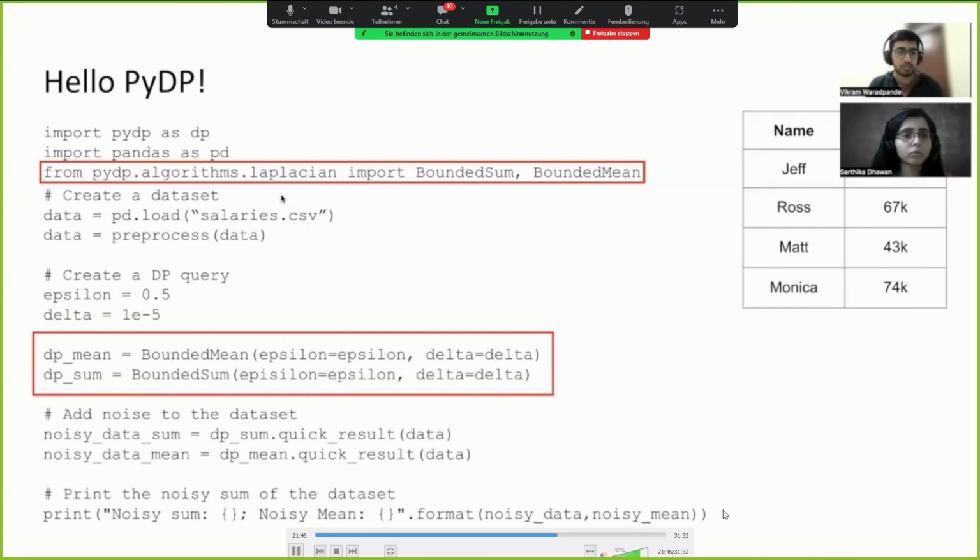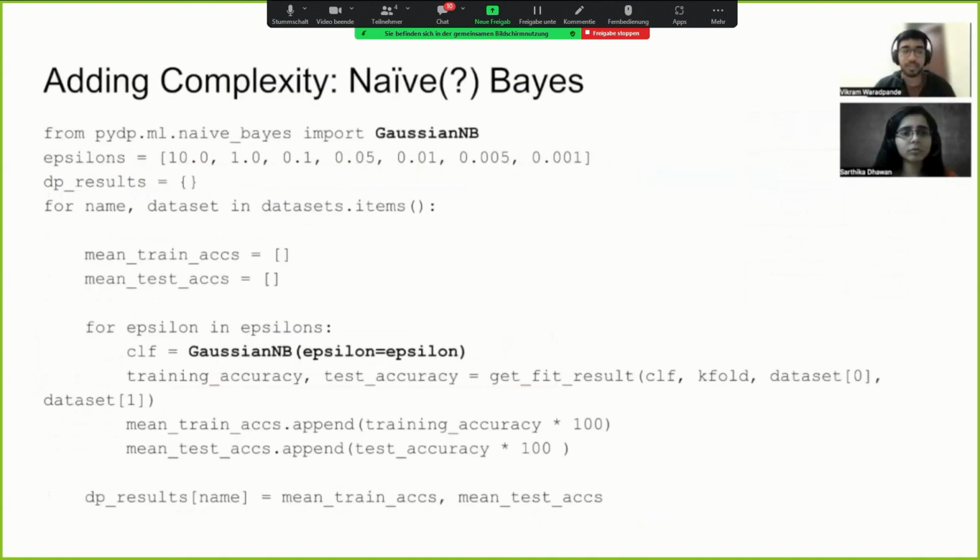Similarly, you can imagine we can add different sorts of noise on this database to get our bounded sum and bounded mean. Now let's move to a slightly complex example. Ironically, we have used the Naïve Bayes algorithm as an example of the complex algorithm.